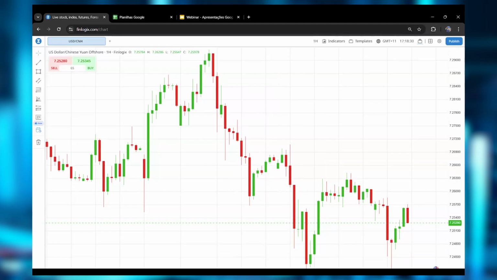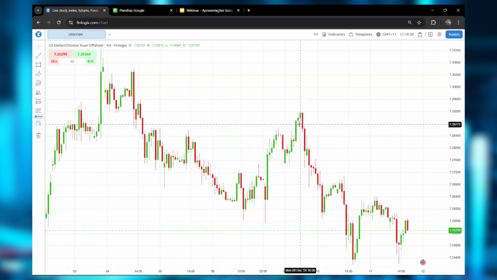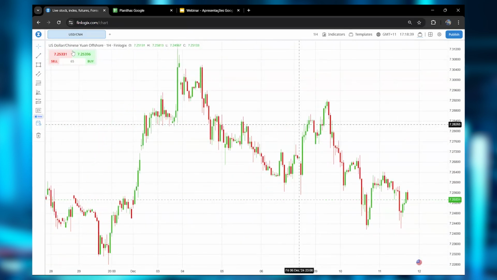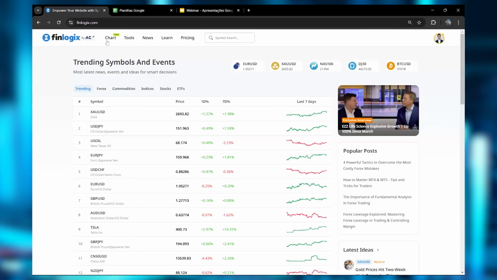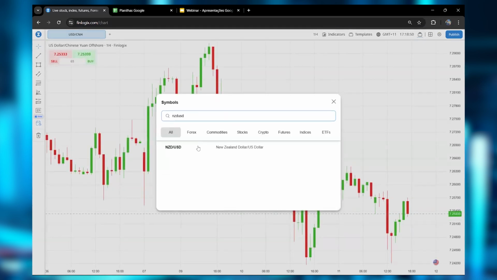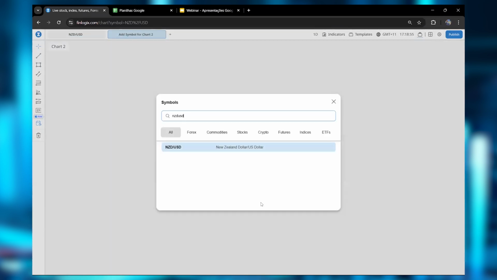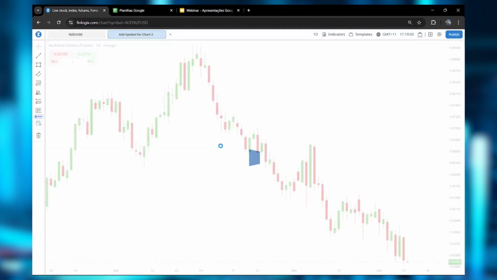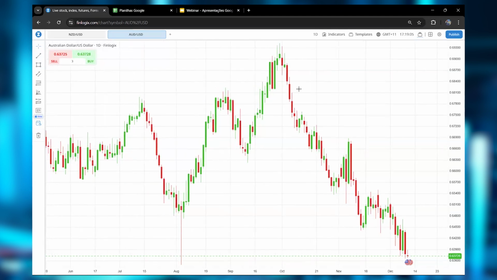Guys, we had 2 trades open from last week to today. Is it logged in? I don't think my FinLogic's account, well, it is. So strange, because I had NZDUSD open, and I had the Aussie dollar open as well. So these are the 2 trades we had open from last week. We had Aussie dollar short and New Zealand dollar long.